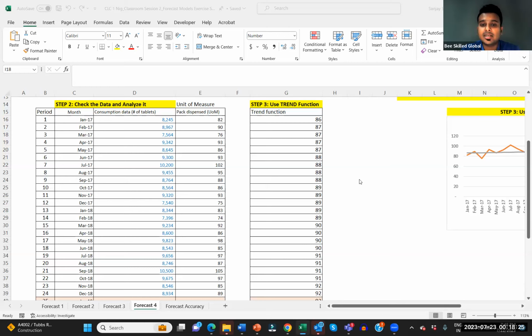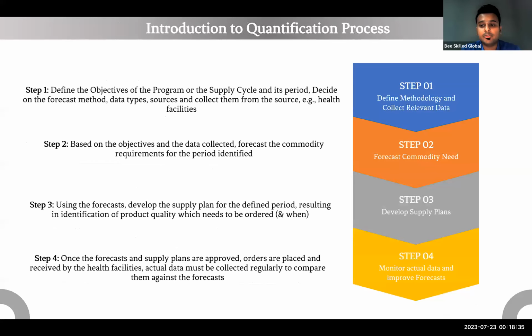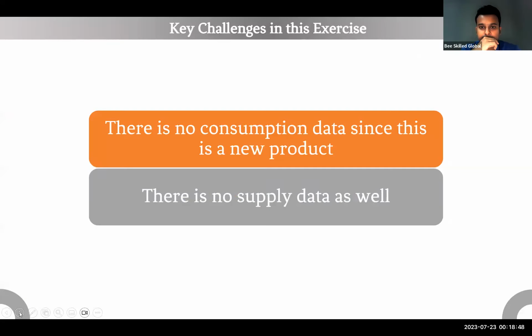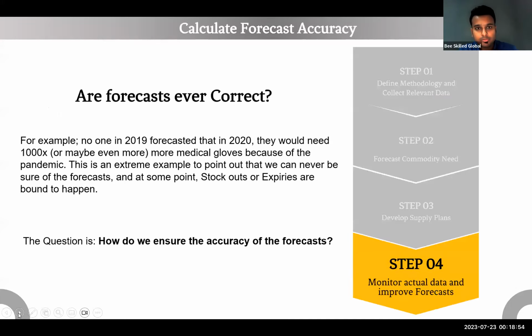Otherwise, I will quickly take you to one last thing, which is step four. If I quickly go back, you see here, step number four is monitoring and evaluating forecasts. Here we talk about forecast accuracy. There was a poll as well, but I think it's okay. We'll do the poll later. Let's talk about forecast accuracy very quickly, because it's very important. And most times, these accuracy analyses are either not done, forgotten, or done in a very poor way.